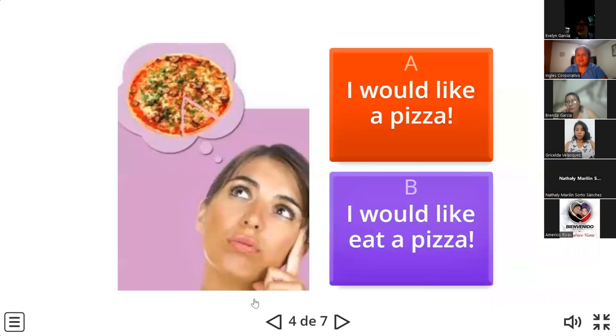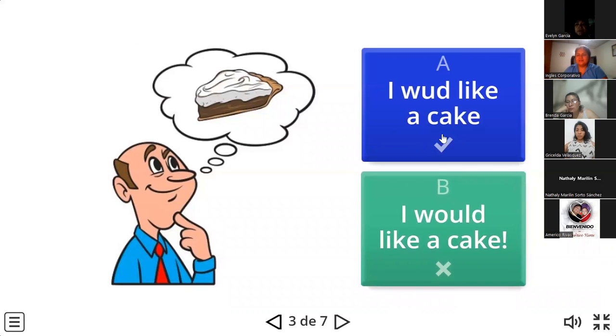I don't know why it's incorrect, but this one should be correct. It is weird. The way that it is written is incorrect, right? That is why this one should be the correct one.